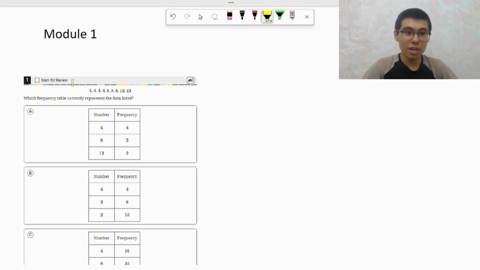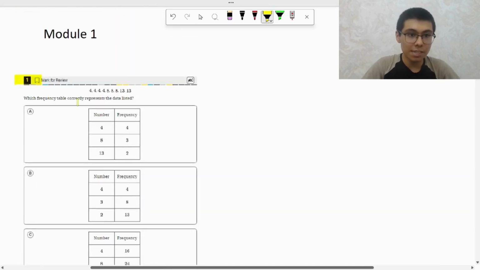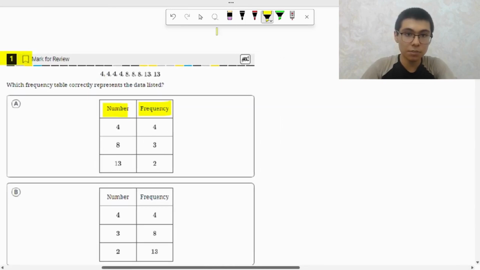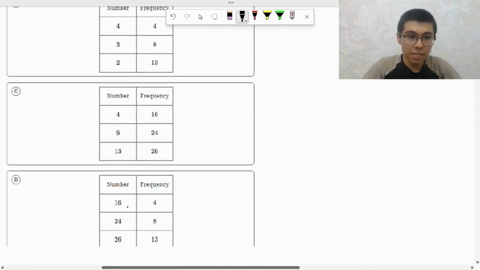So question number 1. Which frequency table correctly represents the data listed? Here we have to focus on two things: the number and the frequency of those numbers. If we look at these numbers, here we have number 4, and there are 4 of these. So we can easily eliminate choice D and C because in choice C, we don't have 16 of those. We only have 4 of those. And in choice D, we don't have a number 16.